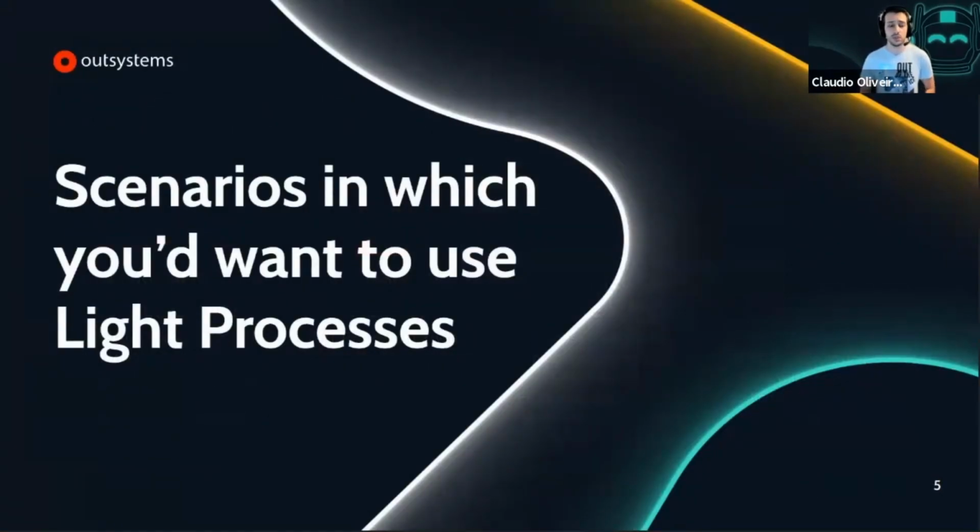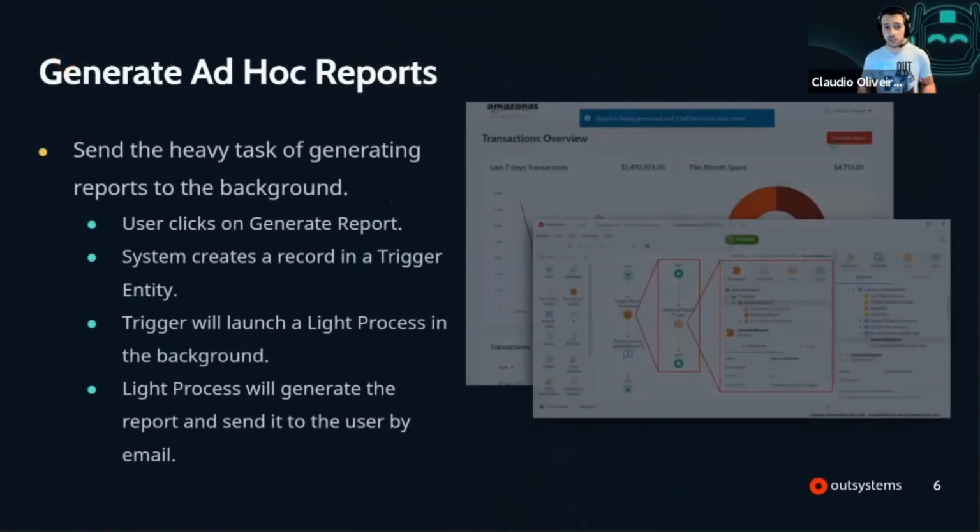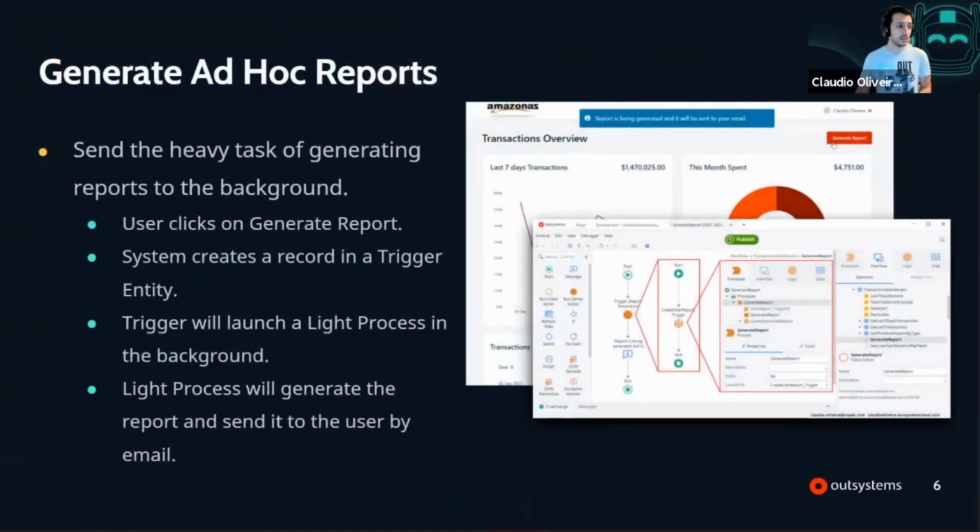Now, in which scenarios you want to use them? There's a couple of scenarios that I'll just show. For example, to generate ad hoc reports. In this case, we are a user that has a dashboard and we want to generate a report. I can click the button, and the only thing that I'm doing is inserting a record on an entity and then showing a message to the user that the report will be generated in the background, and then you will be receiving an email with that report.